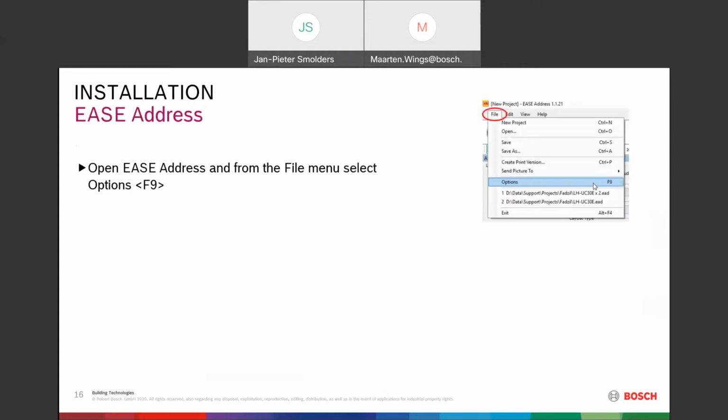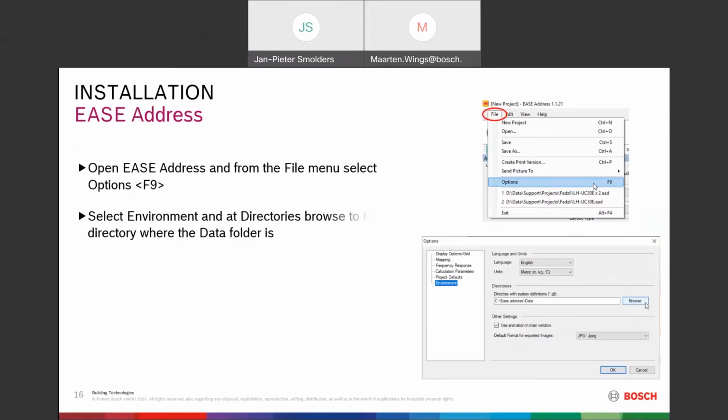Now, once you have installed EASE Address and you have opened it up, go to the left top and click on the File menu and select Options, or press F9, function key 9. Then in this options window, you can go to Directories, like you see here on the right. Browse on your PC where you have put this data folder with all the GLL files. If you set this folder as a default, the software will look for the GLL files in that folder.